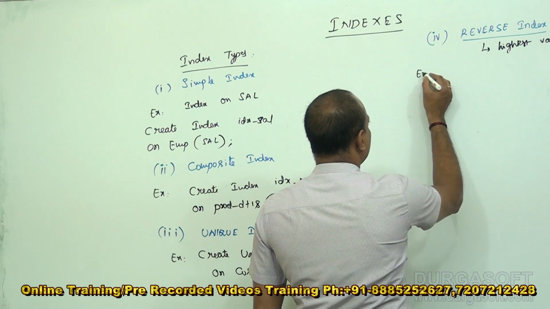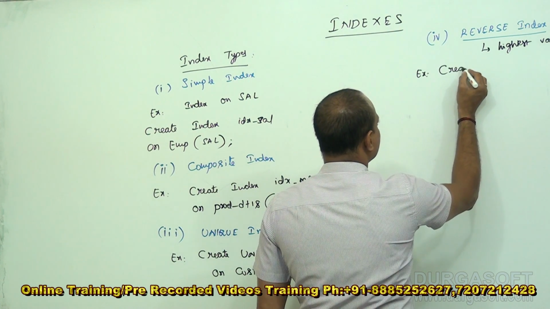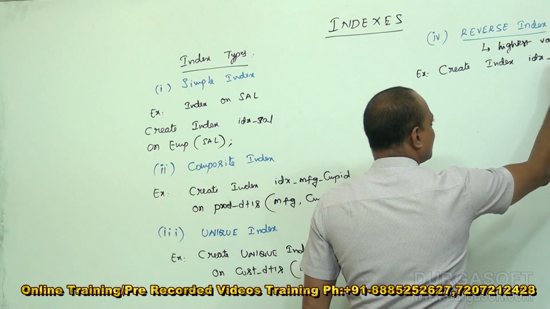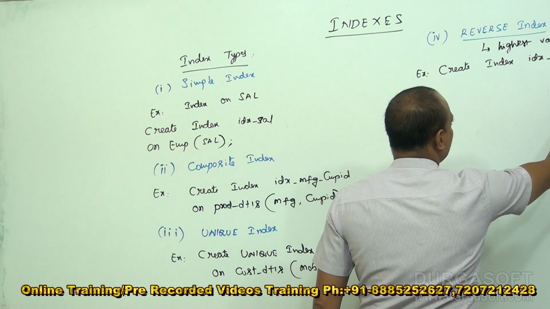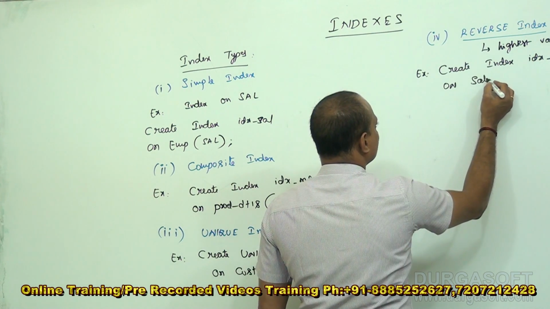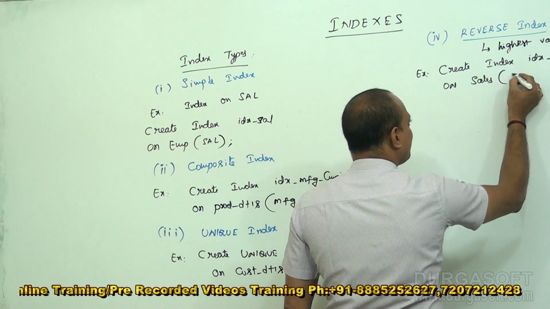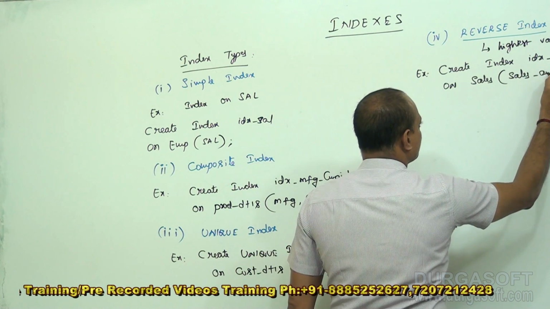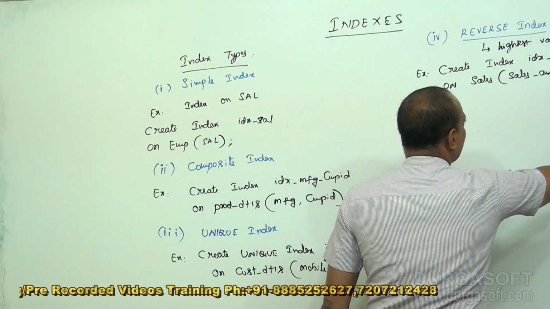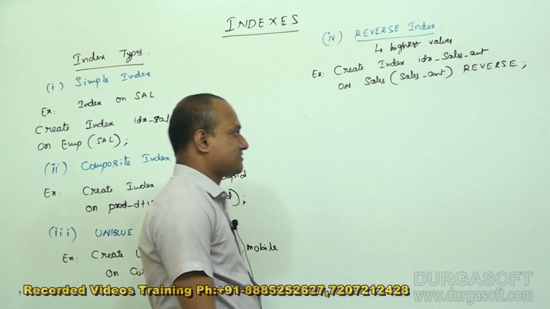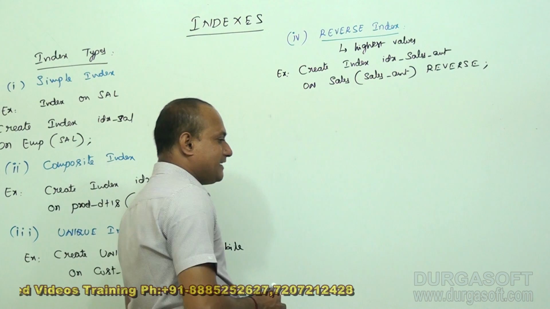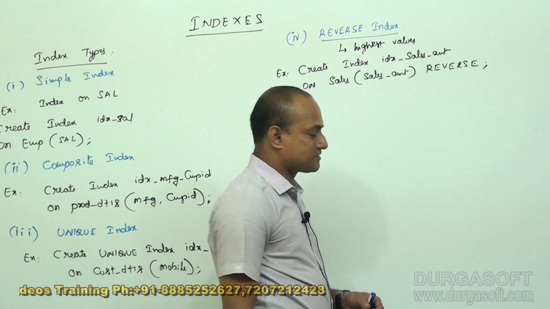Example, create index idx underscore, you are creating on the sales amount column. Okay. On what is the table name? Sales. What is the column name? Sales amount. And what kind of index is it? It is not a normal index. I want to create a reverse index. At last specify the keyword reverse. Then the index will be created as a reverse key index.